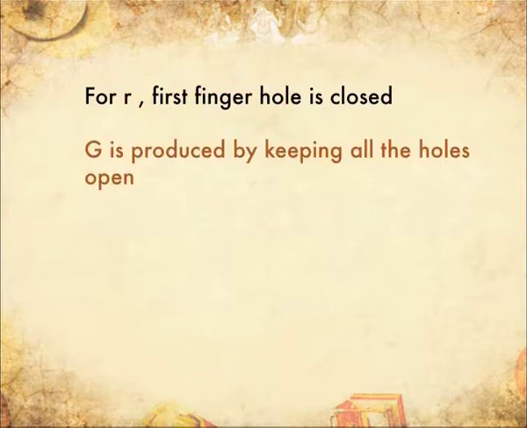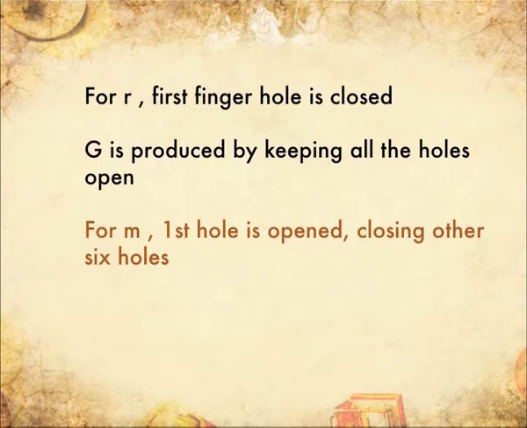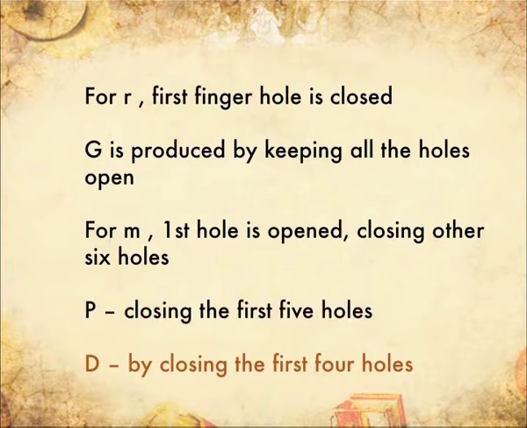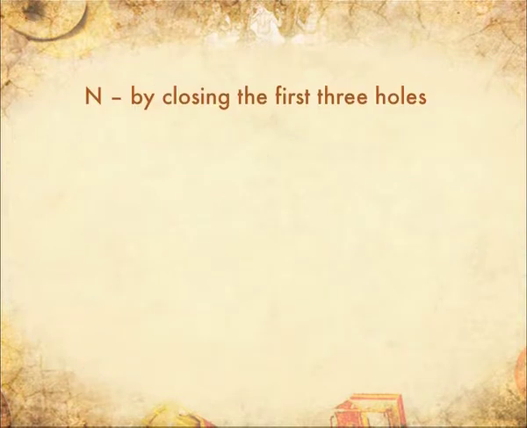Ga is produced by keeping all the holes open. For sounding Ma, the first hole alone is open while the other 6 holes are kept closed. Pa is played by closing the first 5 holes. Dha is played by closing the first 4 holes. Ni is played by closing the first 3 holes.